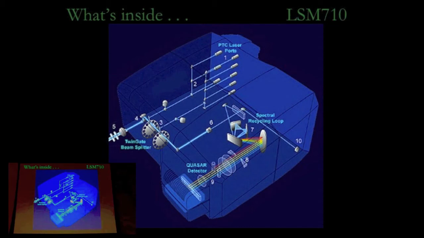So a more modern version doesn't use emission filters, and they've got fancy optics that use prisms to select out various parts of the spectrum and send it to the blue side detector or the red side detector here.